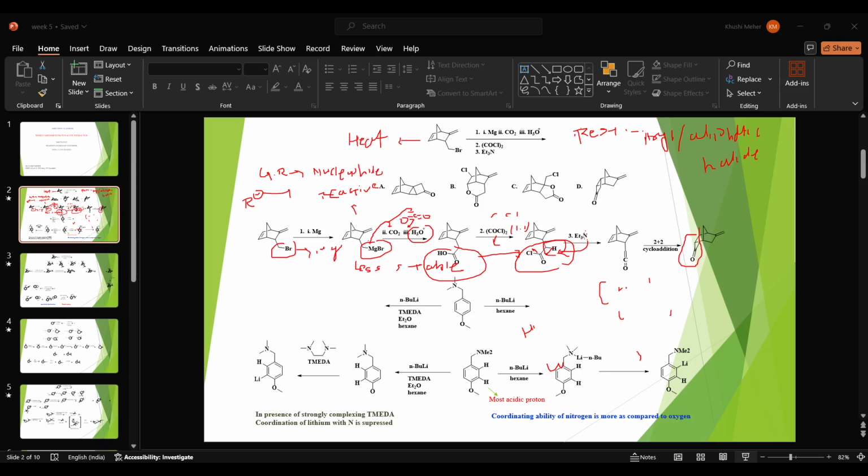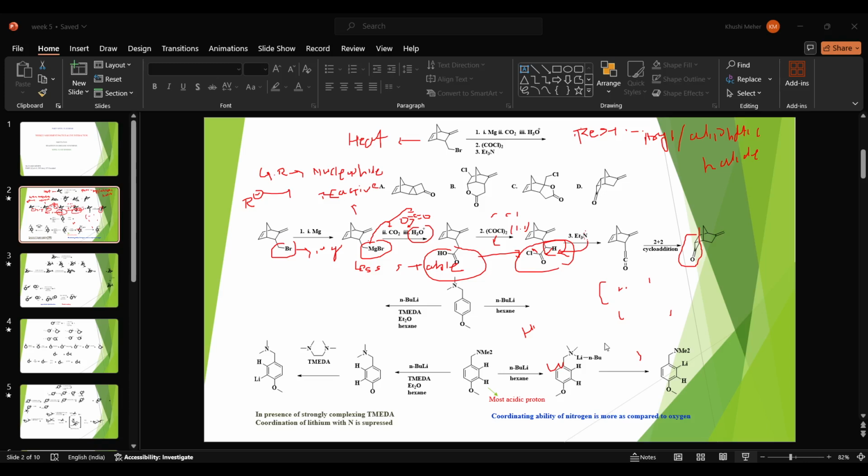We get a highly reactive ketene intermediate, and after that it will react with the corresponding alkene that is present in our bicyclic compound. Then we get the corresponding [2+2] cycloaddition product as the final product.